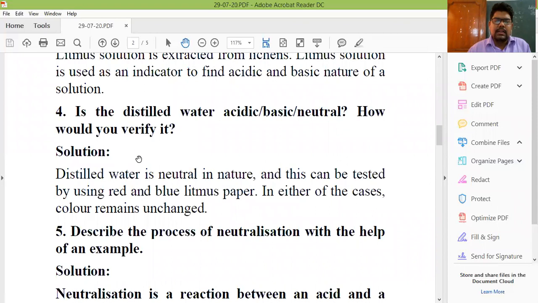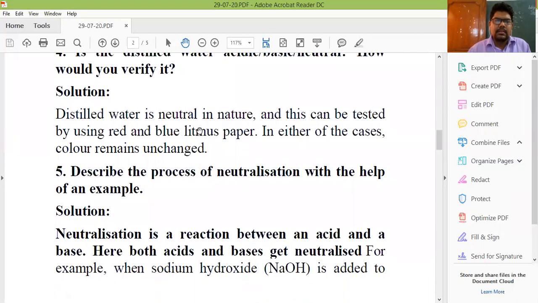Is distilled water acidic, basic or neutral, and how would you verify it? See the answer. Distilled water is neutral in nature and this can be tested by using red and blue litmus paper. In both cases, the color remains unchanged.